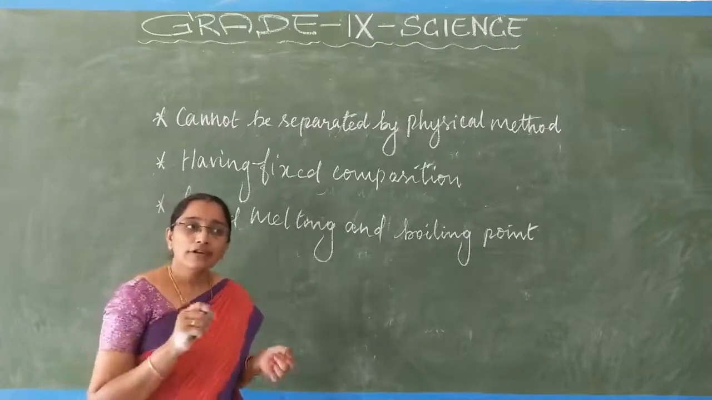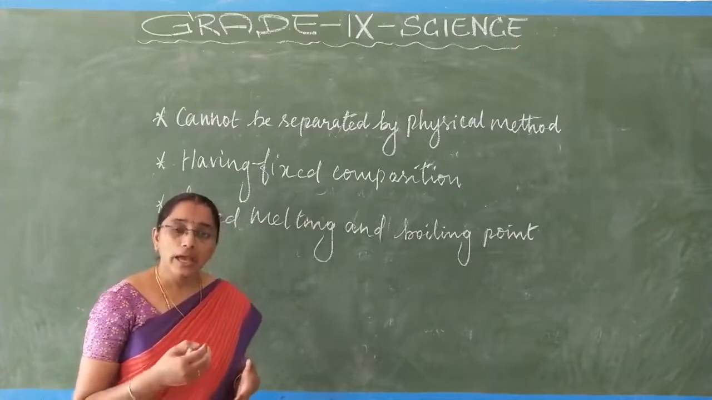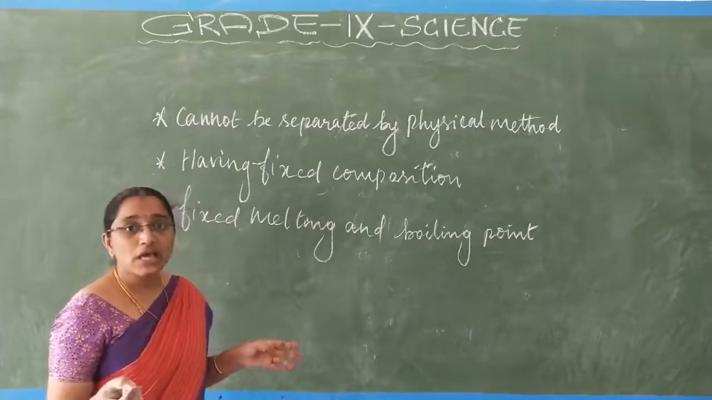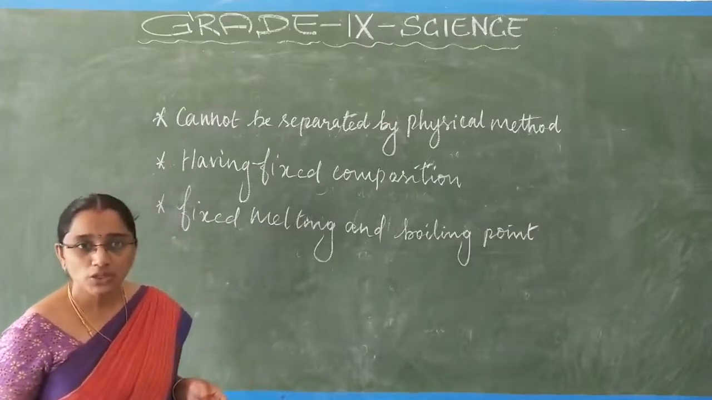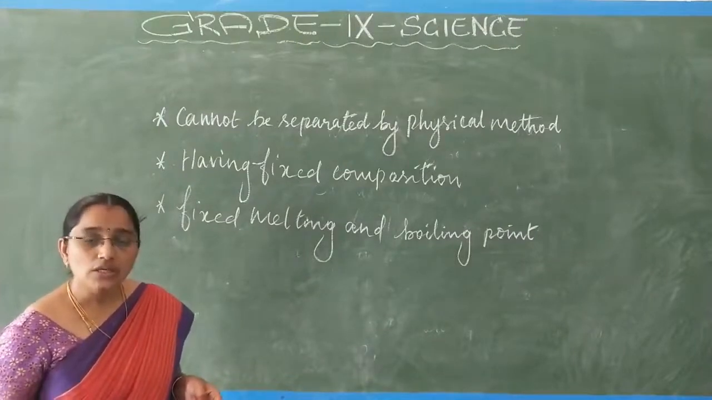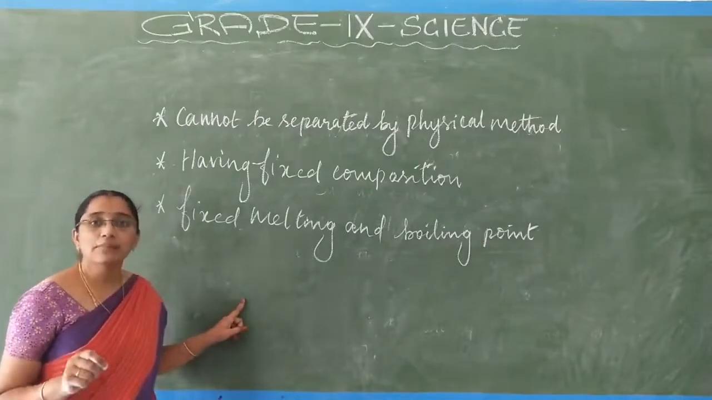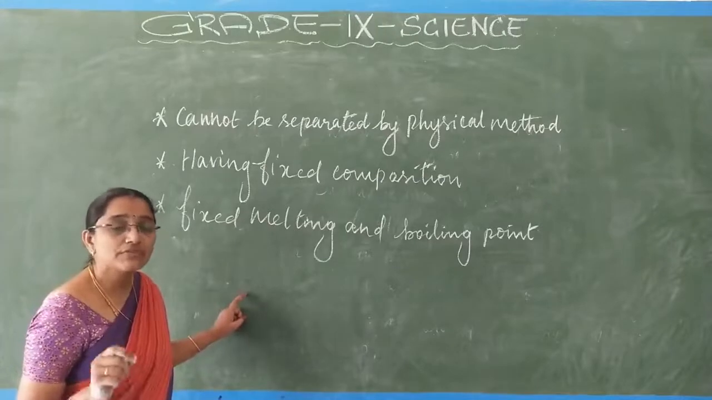If I need to prepare water, I have to combine hydrogen and oxygen, and this hydrogen and oxygen cannot be separated by any physical process. We may use the electrical decomposition method, and only then can we separate out the hydrogen and oxygen. So pure substances cannot be separated by physical methods, and they have a fixed composition.